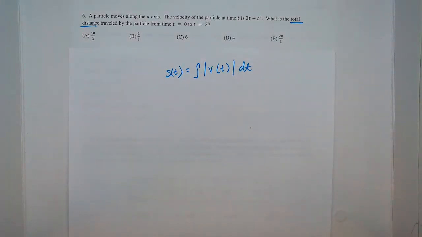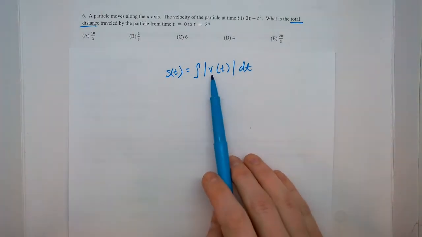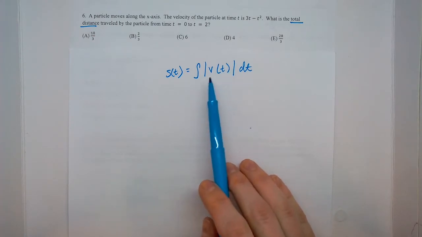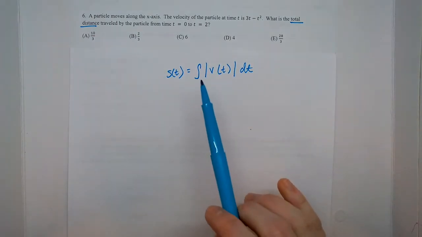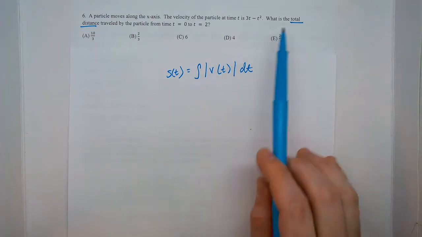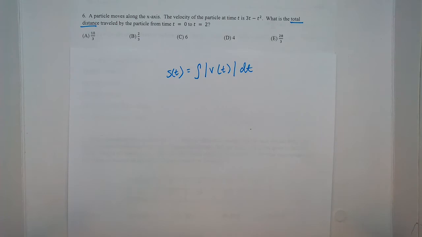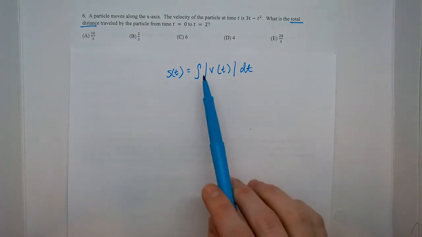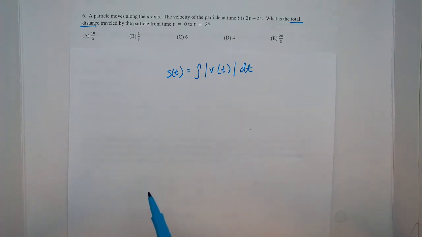Remember that for total distance, you have to take into account that velocity can sometimes be negative because of a backward direction, or in this case, leftward direction. So you want to do the absolute value to find total distance. If it asks for displacement, that's different. You wouldn't want to use the absolute value symbols. So just be careful, read carefully, and go from there.